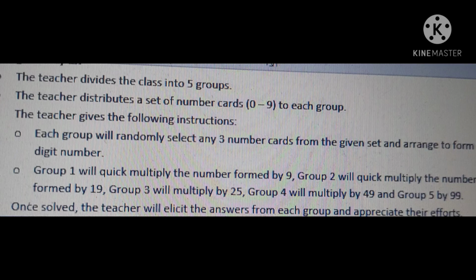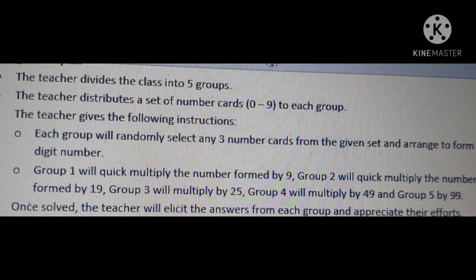Okay, I hope you all know what are number cards. It is a rectangular shaped card on which a digit is written. So the teacher distributes a set of number cards, that is 0 to 9, to each group. Then the teacher gives the following instructions to each group. She says that each group will randomly select any 3 number cards from the given set and then arrange them to form a 3-digit number.